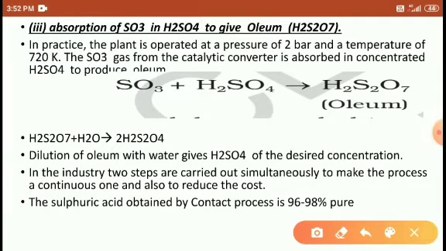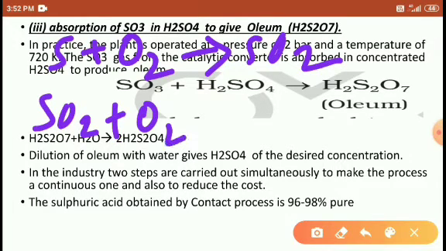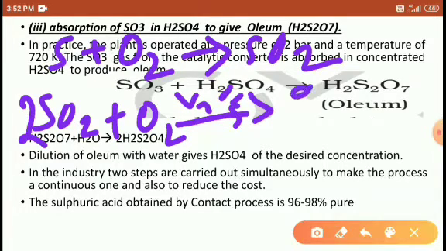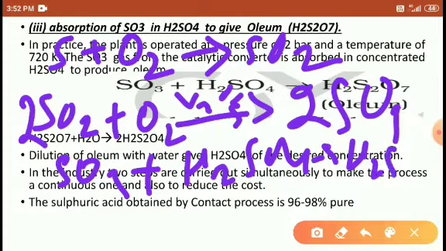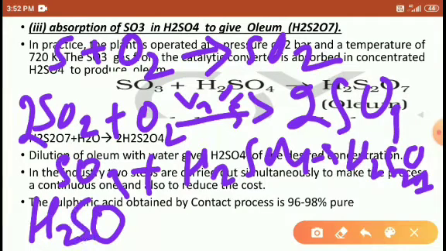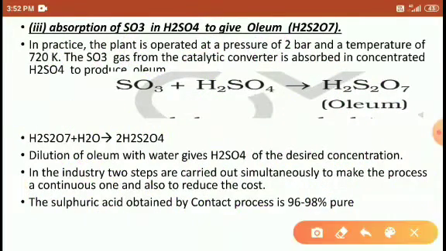Right, friends? The first step is that sulfur reacts with oxygen to form sulfur dioxide. Second, sulfur dioxide reacts with oxygen in the presence of vanadium pentoxide to form sulfur trioxide. Sulfur trioxide is passed over concentrated sulfuric acid to form oleum, and the oleum, H2S2O7, is finally diluted with water to form H2SO4, right? So these are the three steps involved in the formation of sulfuric acid. Right, students?